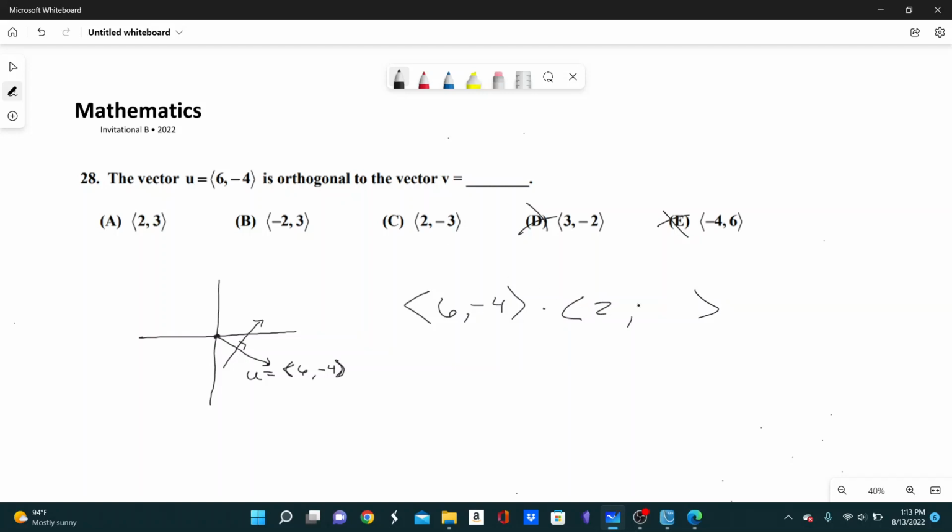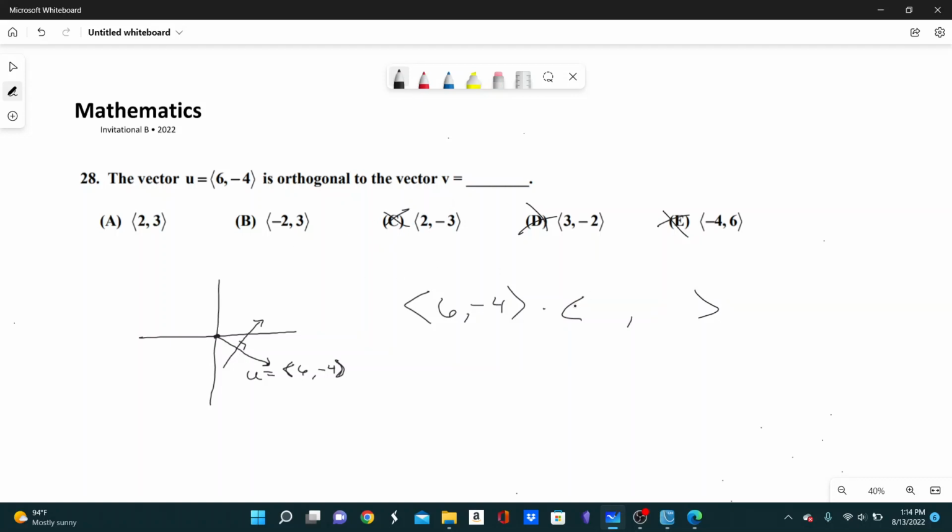Let's see. Now let's go to 2, negative 3. 6 times 2, that's 12. Negative 4 times negative 3, that's also 12. Okay, so maybe we should have started at the beginning. But usually it's a good idea to start towards the end. I'm just getting unlucky this time.